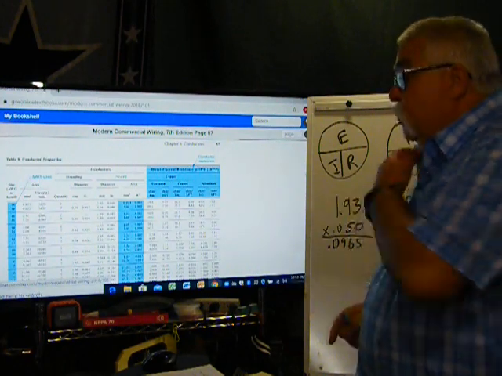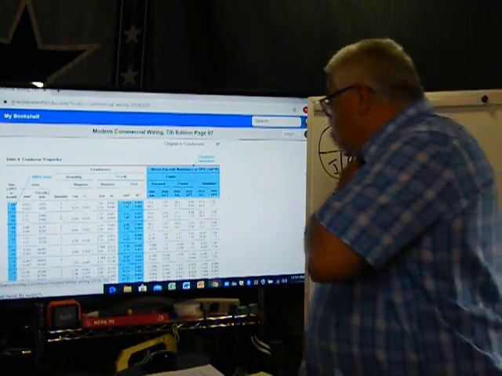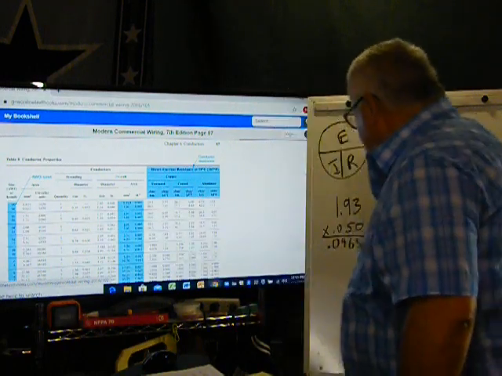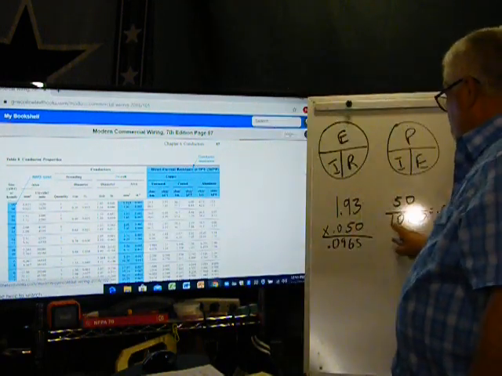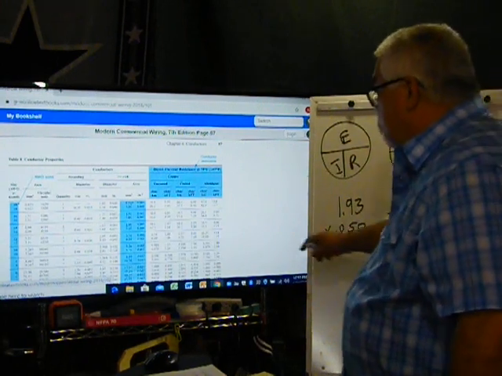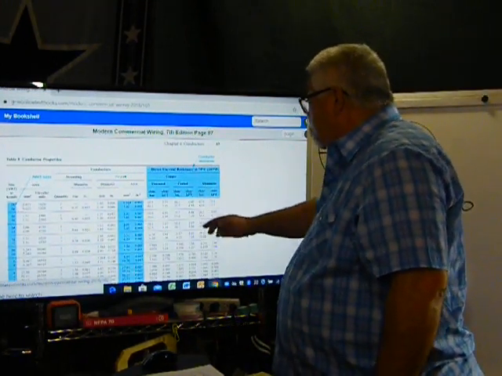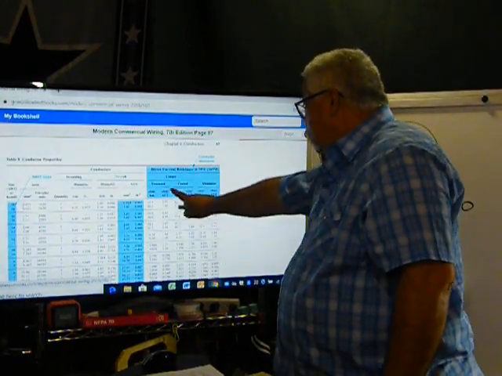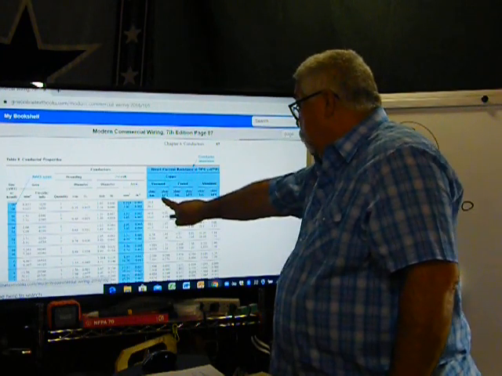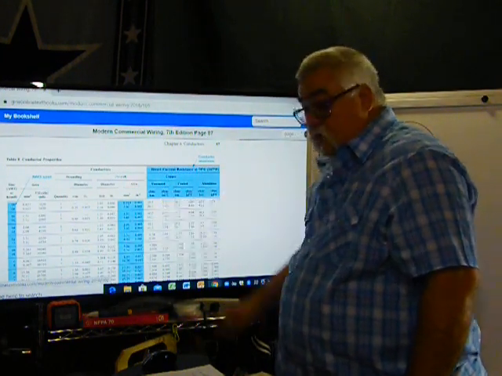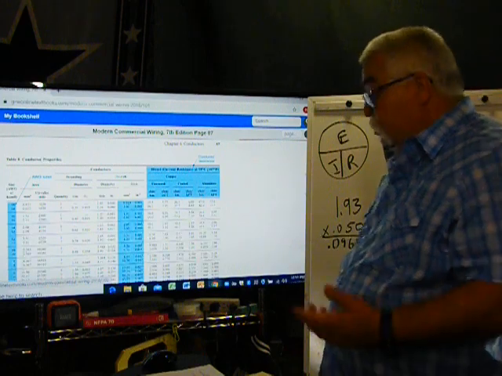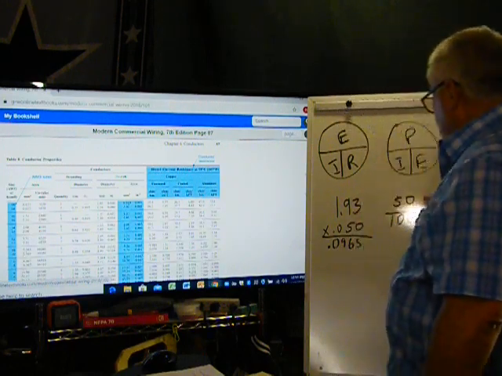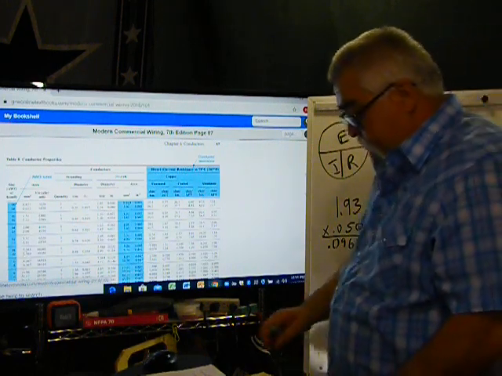Okay? Using Table 8, for the most part, uncoated copper. This is per 1,000 feet, and it says it up here: coated copper, ohms per kft, 1,000 feet. So the resistance is for 1,000 feet. I don't have 1,000 feet of wire, I only have 50 feet of wire.